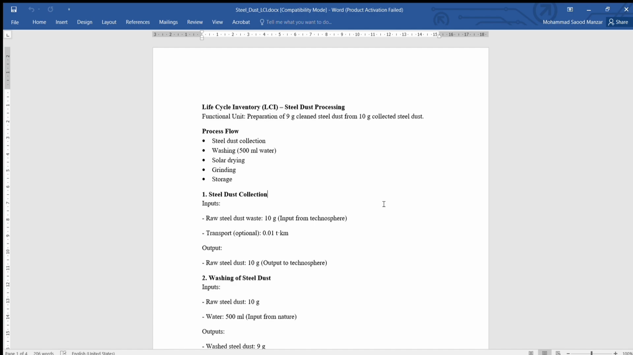For example, if we are washing the steel dust, the life cycle inventory includes the inputs, which will be the steel dust, the water, and the electricity, and the outputs would be the washed steel dust and the wastewater which is combining with our material.